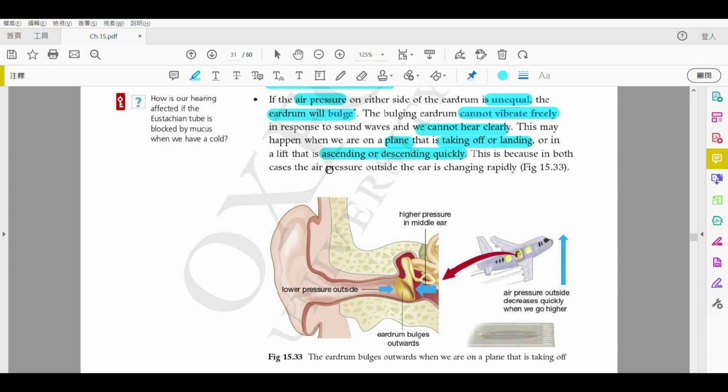Okay? So this one's quite easy. It's asking you, what if the eustachian tube is blocked? Okay, so what will happen to our hearing? Okay, it's quite easy. You can think about it first.